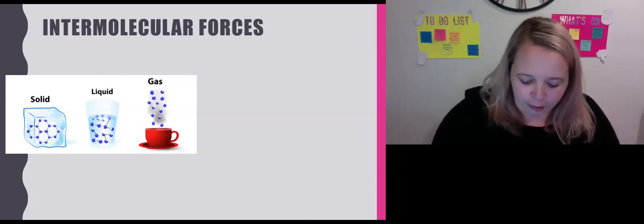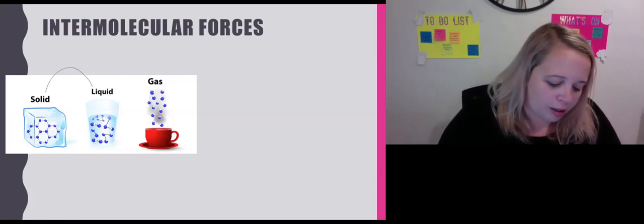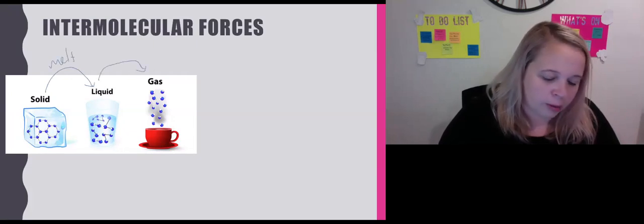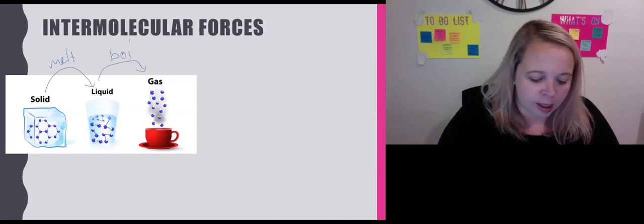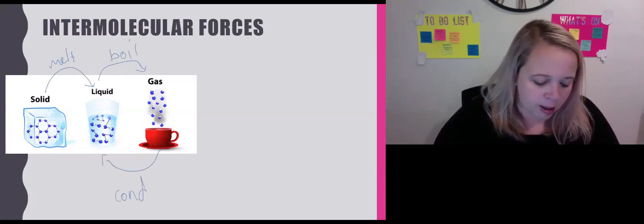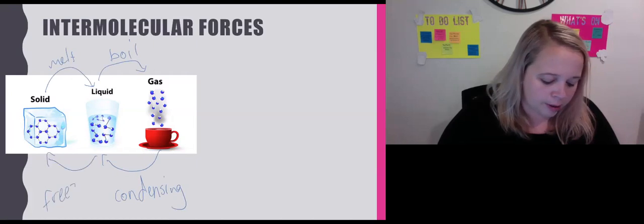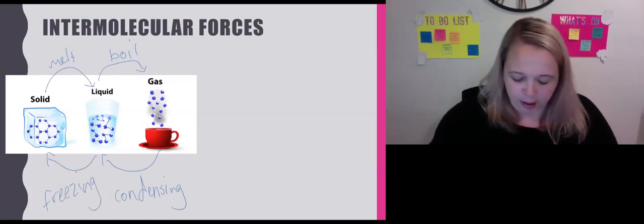Just as a bit of revision back all the way to year 7, what is it when a solid turns into a liquid? That's melting. What is it when a liquid turns into a gas? That's boiling. A gas back to a liquid is condensing, and a liquid back into a solid is freezing. Old school year 7 science.